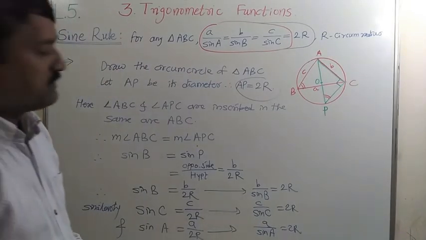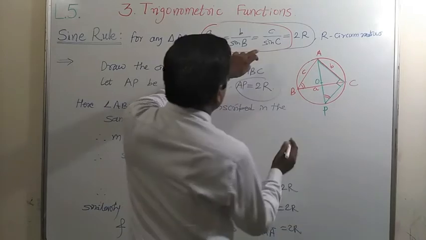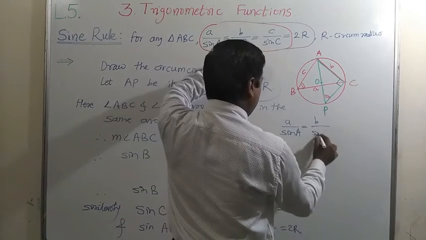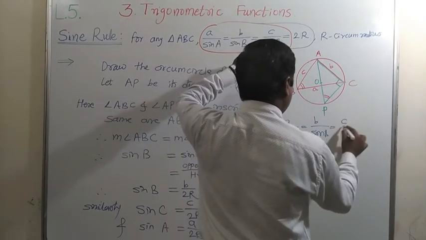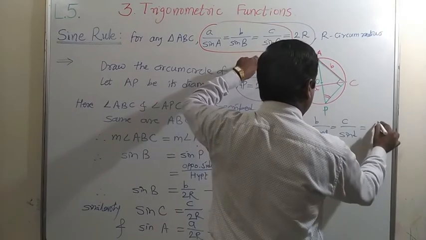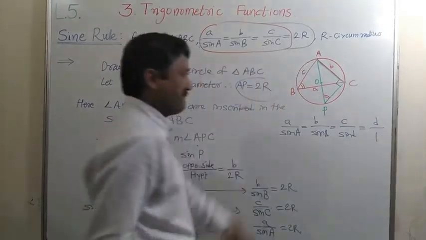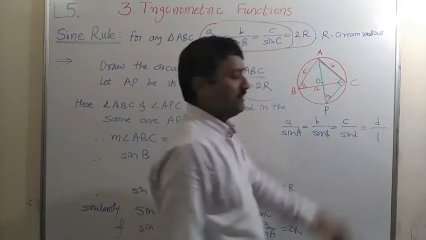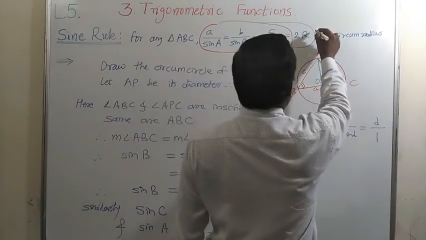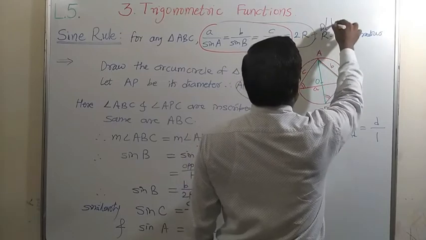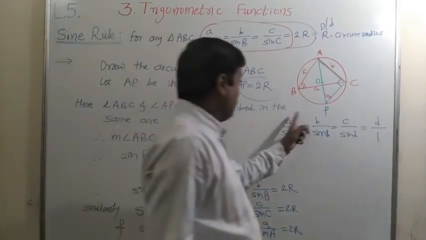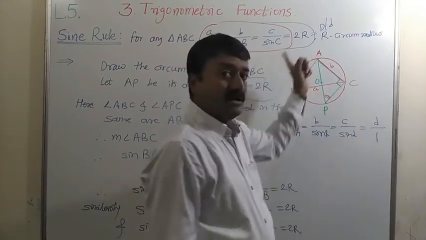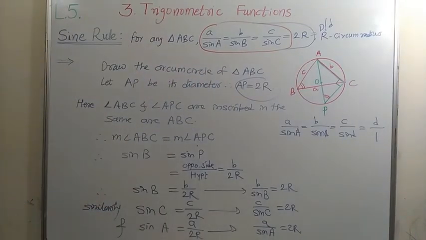So this is very simple and very easy to remember. This result can be remembered in this way: a upon sin A is equal to b upon sin B is equal to c upon sin C is equal to d, where d is nothing but the diameter, that is equal to twice R. This small d is not a side of triangle ABC, it is the diameter of the circle. Okay, so it's very easy to remember.